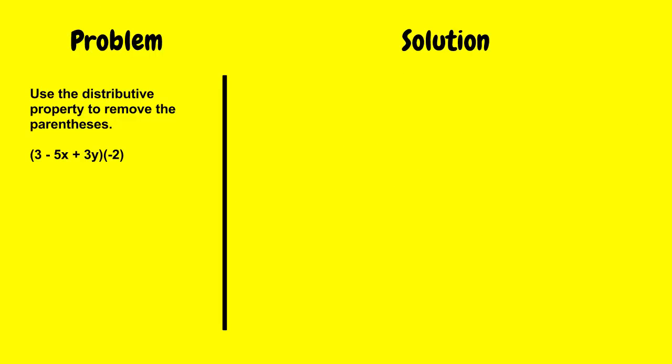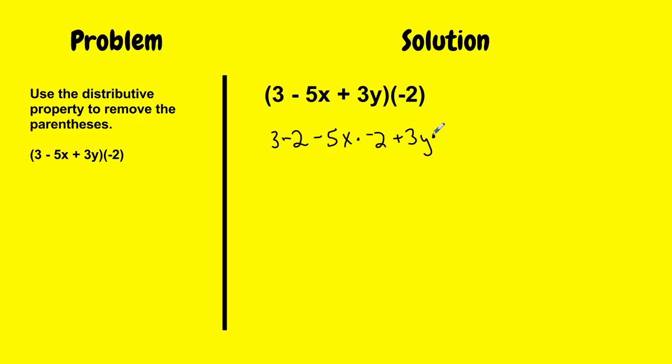Let's look at another problem. Here it says use the distributive property to remove the parentheses. So now I can see that I have a negative 2 on the right side of my parentheses. So this is the right-hand distributive property, meaning I'm multiplying with a term on the right-hand side. So let's do that. I show 3 times negative 2. Then I have negative 5x times negative 2. And then I have a positive 3y times negative 2. In the next step, I'm just going to simplify.